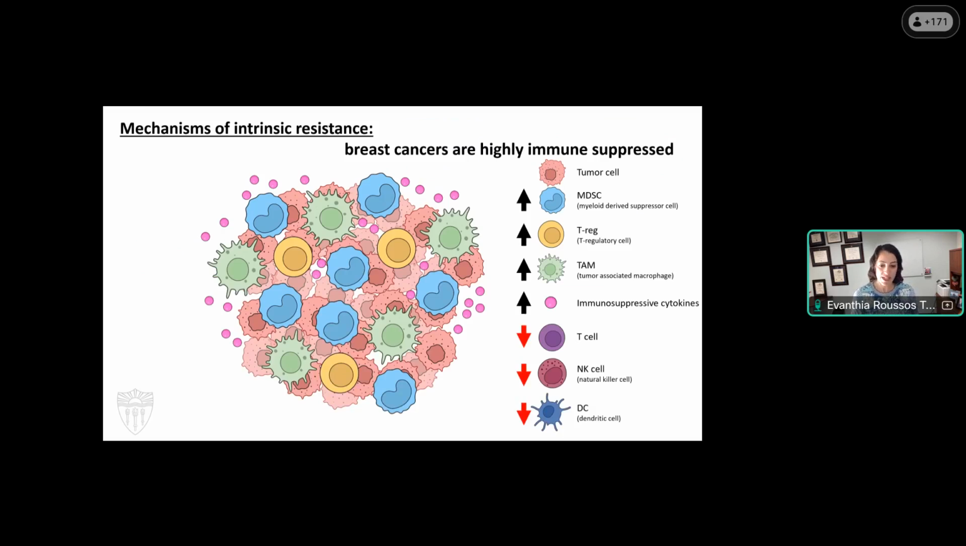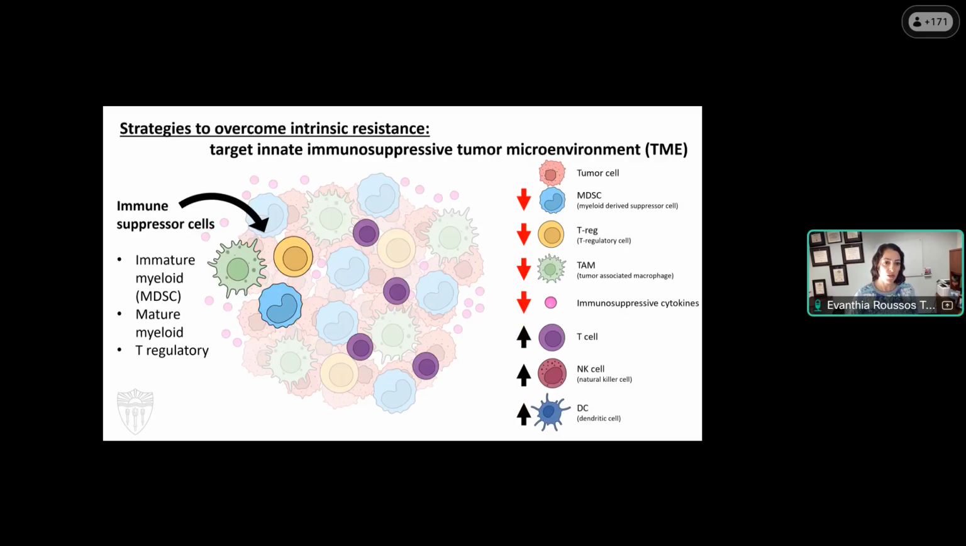tumor metastases. The main cell types on which we focus include the myeloid-derived suppressor cells, T regulatory cells, and tumor-associated macrophages, of which most are very suppressive within these breast tumors. And so the strategy we adopt to overcome this intrinsic mechanism is to focus on targeting these immune suppressor cells as a way to allow an anti-tumor response to be more effective and activated by immune checkpoint inhibitors.